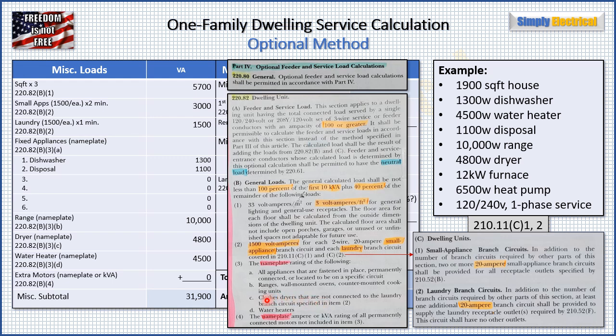Okay, next is D, water heaters. So we got water heater, nameplate rating, 4,500, because we have a 4,500 watt water heater. Last of all, it says the nameplate rating of all permanently connected motors not included in item 3. So any motors that aren't included in item 3, so anything that's a motor that's not in all of this, you have to put it here. That way you're taking care of every load in the house. So they're covering all their bases here. Once you have that number, you add all these loads together straight up, and you come up with 31,900 VA for your miscellaneous subtotal.